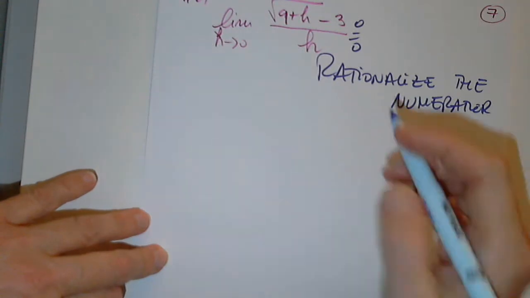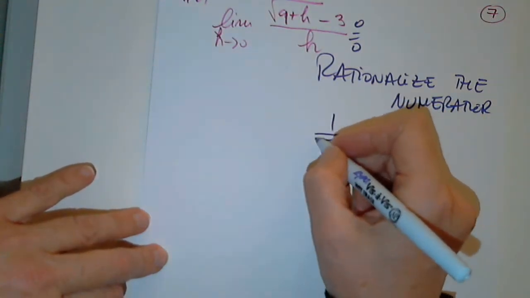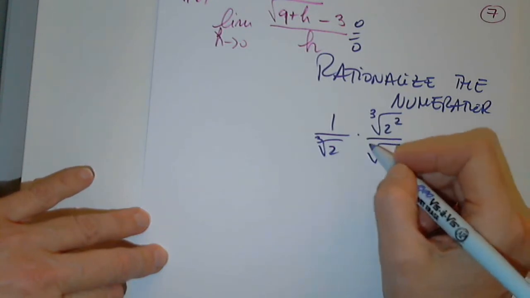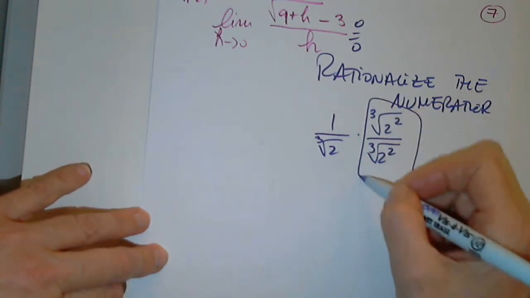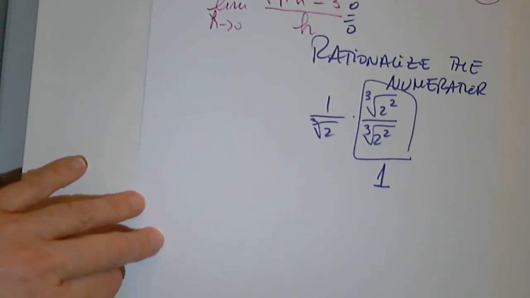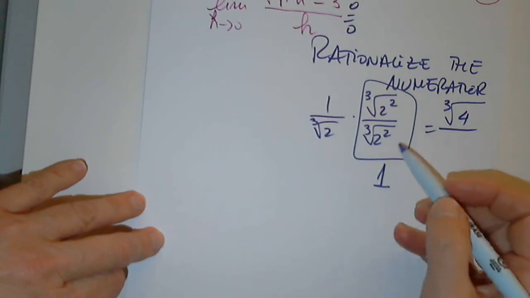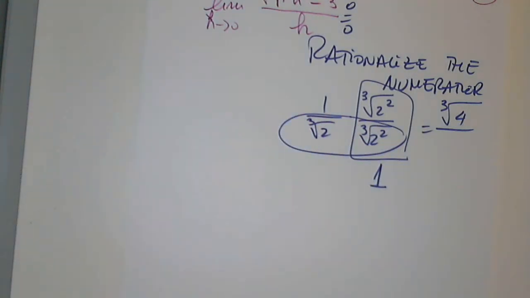So let me refresh your memory. If I have 1 over the cube root of 2, I multiply by the cube root of 2 squared and divide by the cube root of 2 squared, because this has to be 1. When I multiply these two, I just get the cube root of 4. But when I multiply these two, can anyone tell us the answer? Exactly, it's the cube root of 2. That's why we multiply by 2 squared. Excellent. So it has to be 2.